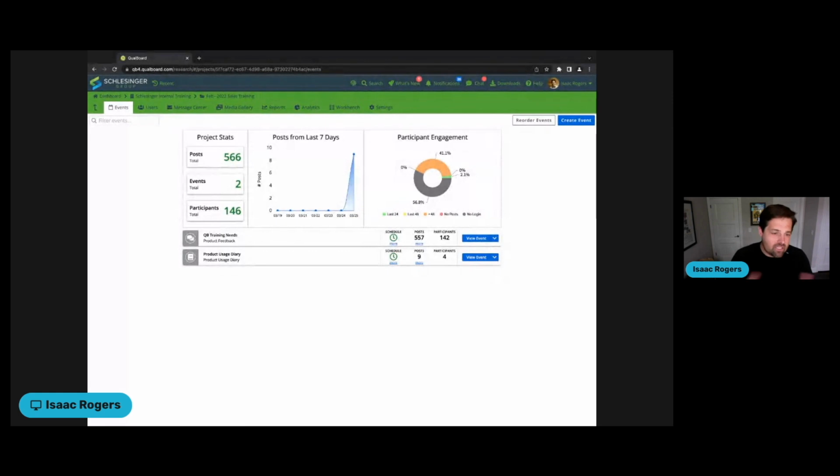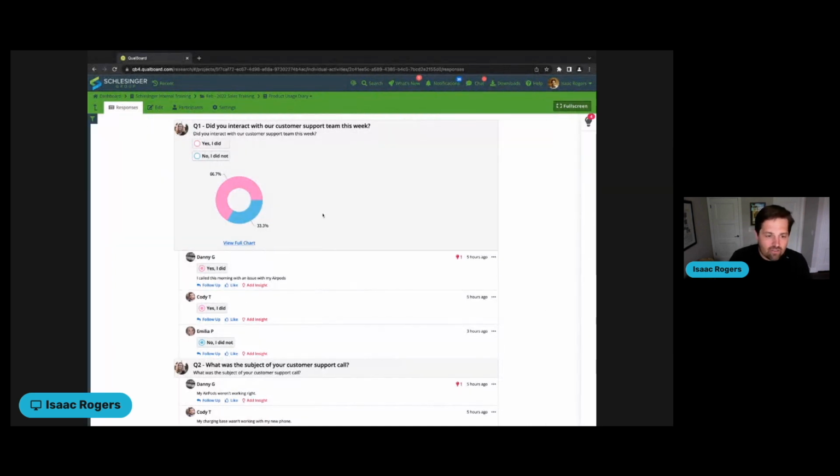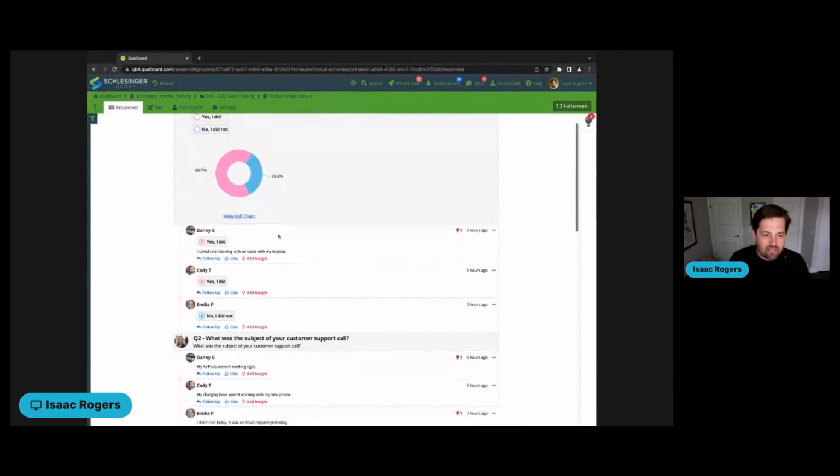So let's say I'm doing a CX or UX study, and I log in one day and go look at this usage diary. These are people individually filling out diaries, and I can do all sorts of sorting and filtering. I've got a really small audience here. I basically just ask some dummy questions so you can get a feel for how this works. This is asking people if they interacted with a customer support team this week. You can see yes and no, and of course you can pull all this data out.